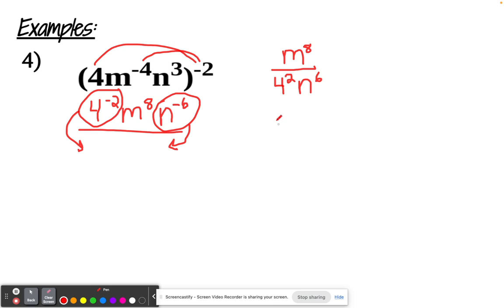And my last little simplifying, I'm going to make 4 to the second power into 16. Sometimes people want to make that negative 16 because they say 4 to the negative 2, they think that'll be negative 16. Nope, it's 1/16. And n to the 6.